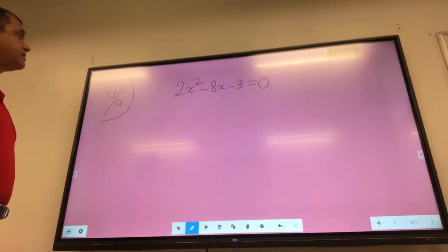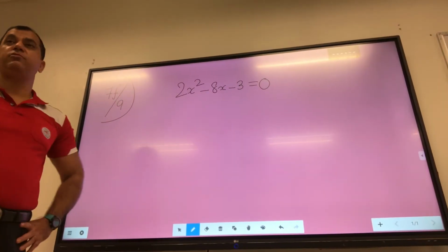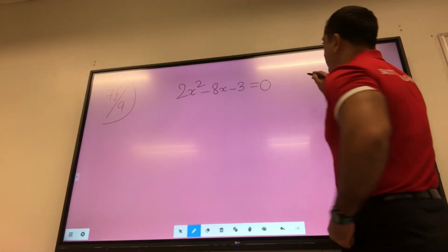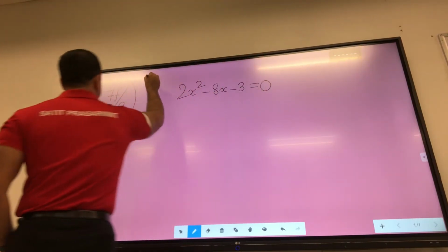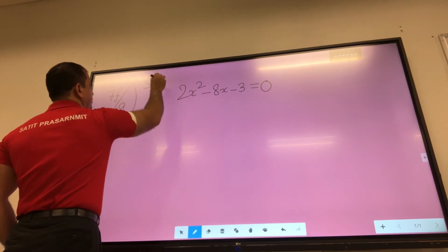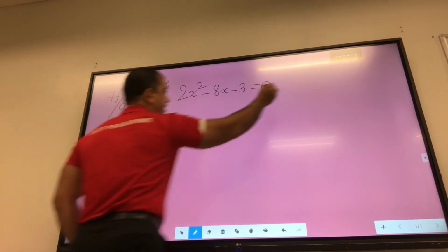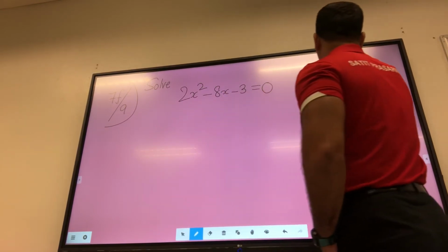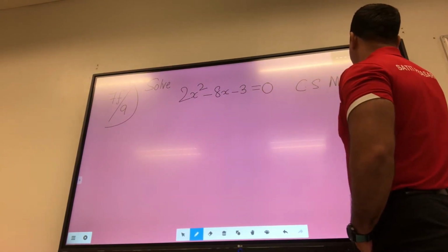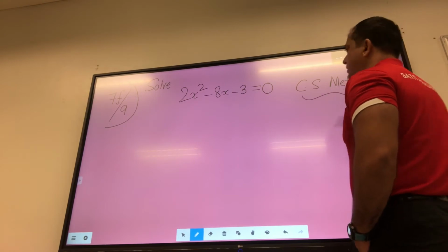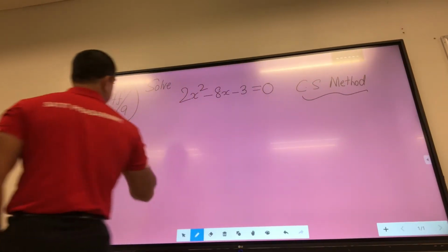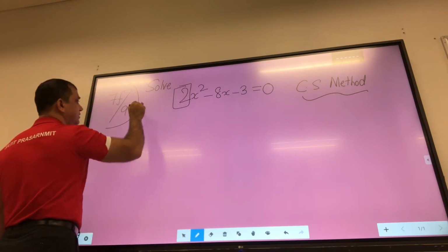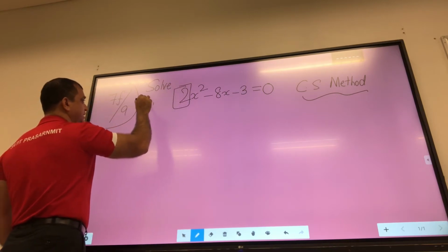Okay, guys, we have the next equation now. We are going to solve this equation by the completing square method. Now, in this case, you can see that the leading coefficient is not 1. This is called the leading coefficient.